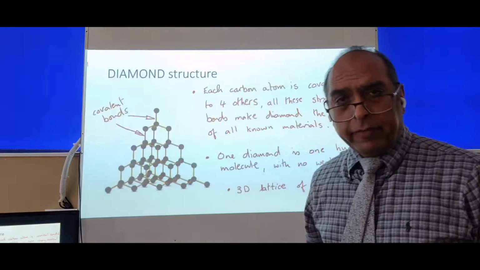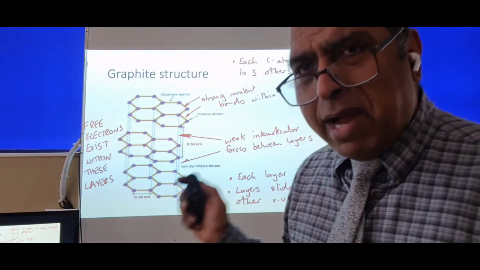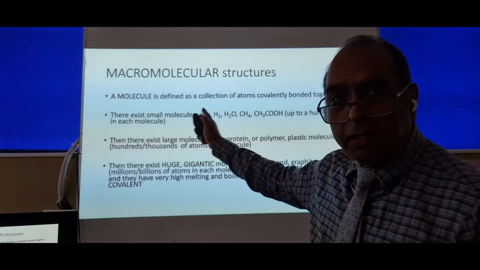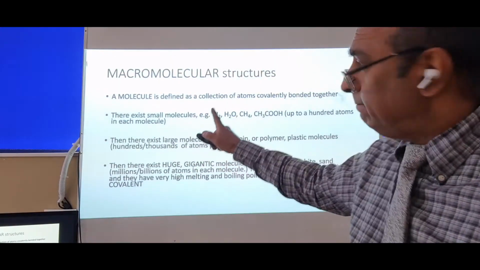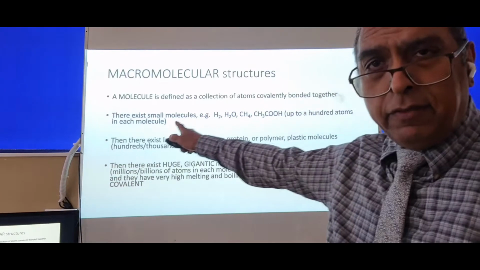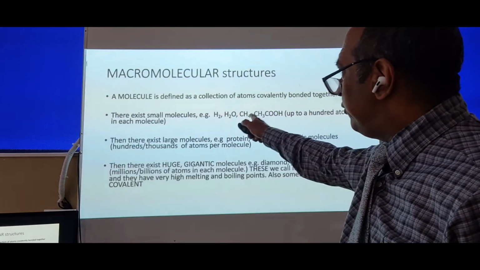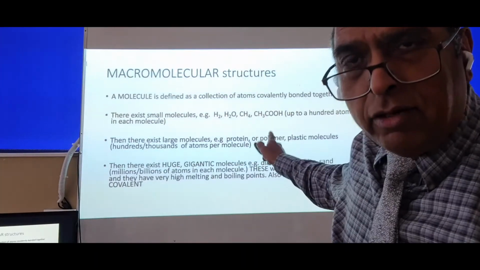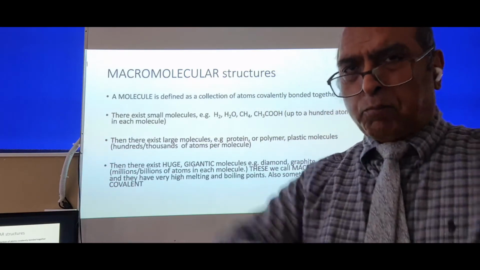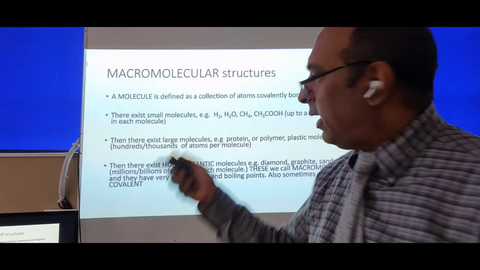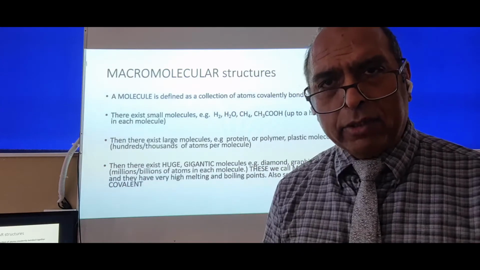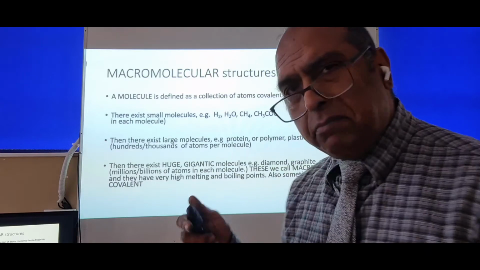Right, carrying on then, what do you need to know? Well, that word I used, macromolecular. Now, if we start with the idea that a molecule is defined as a collection of atoms covalently bonded together, then there are small molecules like buckyballs or hydrogen, water, methane, ethanoic acid, and up to about 100 atoms, I would say they're small molecules. More than 100, up to thousands, I would say are large molecules. Proteins and plastic polymers are examples of large molecules, but they're not gigantic.